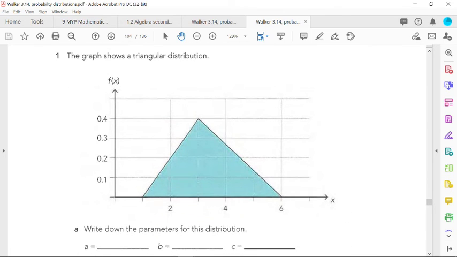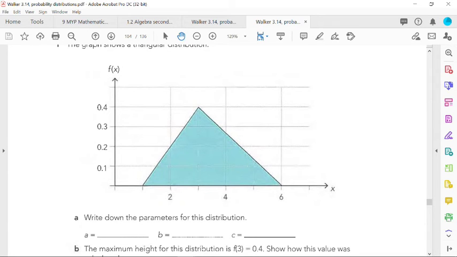So let's look at one together. The graph shows a triangular distribution. Write down the parameters for this distribution. In other words, I want to label my A, B, and C. A is always the minimum, B is always the maximum, and C is the one that occurs most frequently, in other words, the top of the triangle. So what is A in this case? 1. Good. B? And C? 3. There you go. Always remember they're not in alphabetical order. C is always in the middle for some reason.